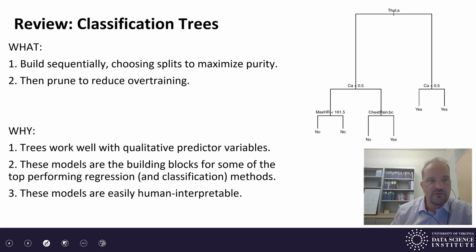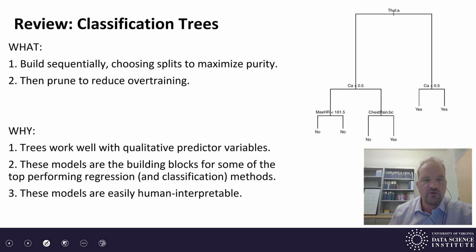So just to review what we've talked about today, we've talked about building classification trees. Classification trees you build sequentially, meaning you build one node and then the next going down, and you do that maximizing purity at each node. And then once you've built your full tree, you scale it back using pruning, and that avoids overtraining.